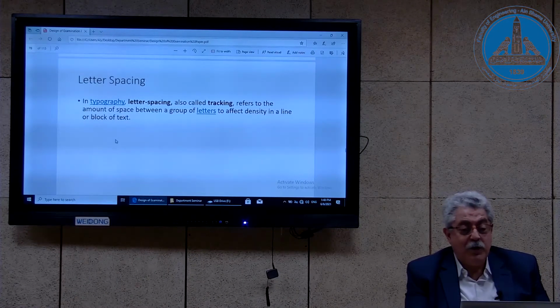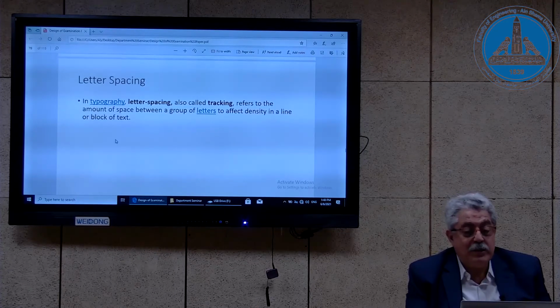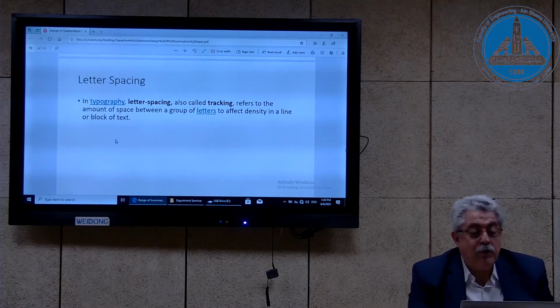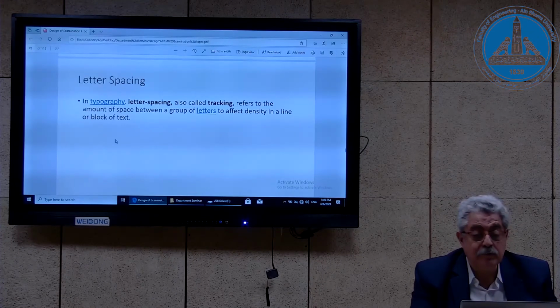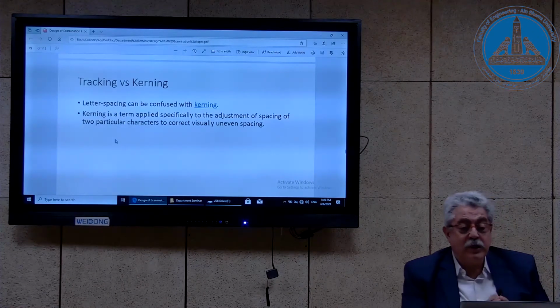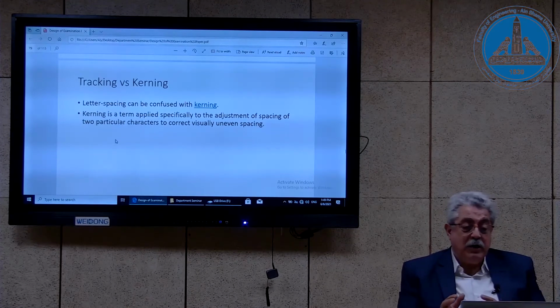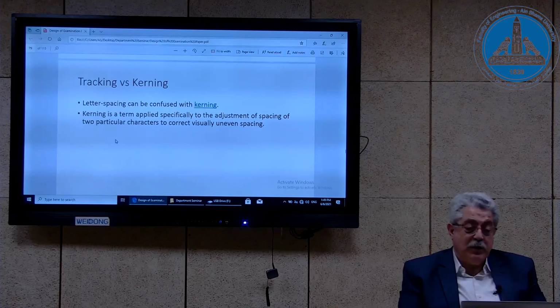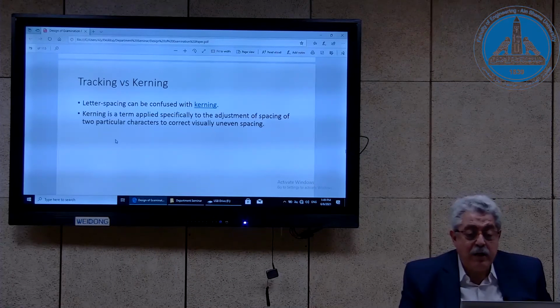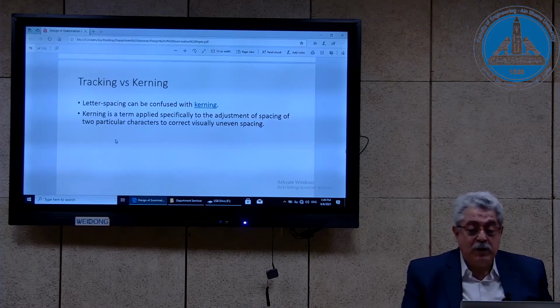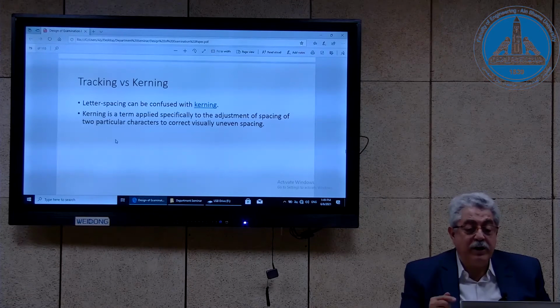Letter spacing. There are two ways we can control letter spacing. The first is called tracking, which refers to the amount of space between a group of letters. And you have to distinguish between tracking and kerning. Sometimes letter spacing is confused with kerning, but kerning is defined differently from tracking, as it applies specifically to the adjustment of spacing of two particular characters to correct visually uneven spacing.